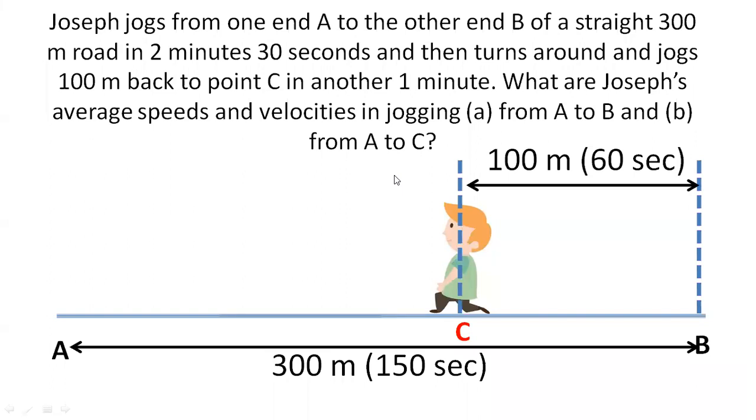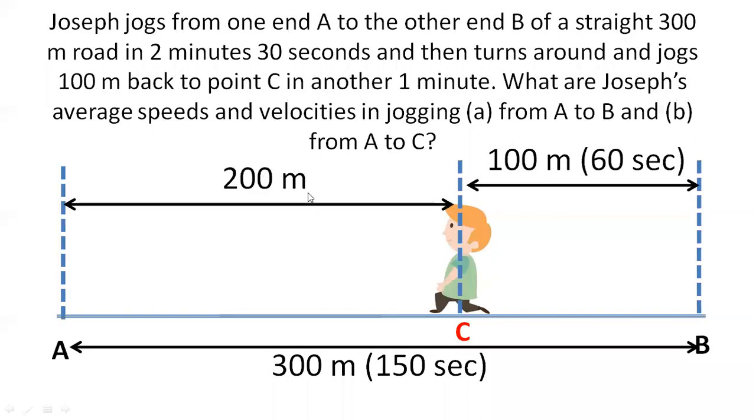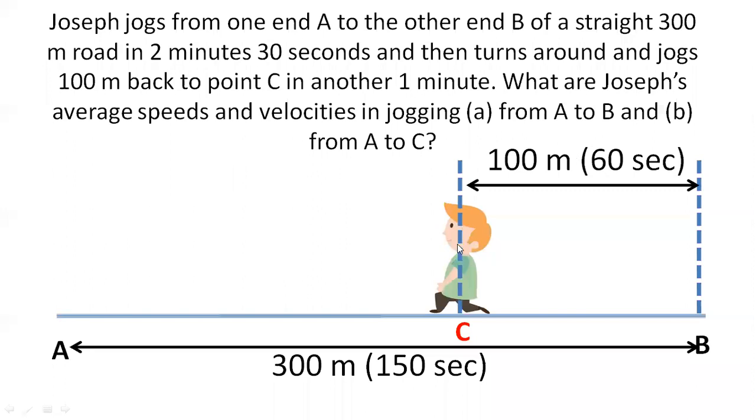Can we proceed? Trying to solve this question. Okay, so now I can just calculate the remaining distance. See, initially the total distance from A to B is 300 and this distance is given as 100. So what might this distance be?